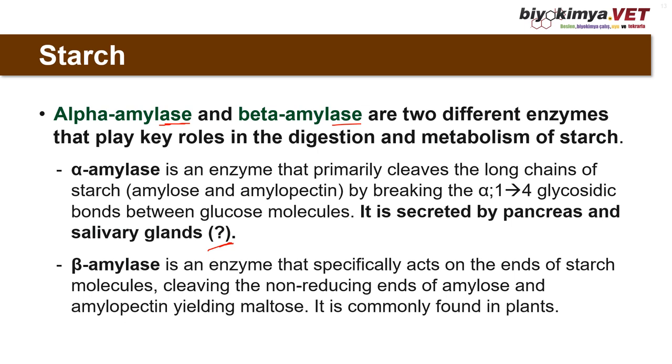And beta amylase is an enzyme that specifically acts on the ends of starch molecules, cleaving the non-reducing ends of amylose and amylopectin, yielding maltose. It is commonly found in plants, particularly in cereal grains like barley and malted grains used in brewing, where it plays a crucial role in converting starch into fermentable sugars during the brewing process. So we can say alpha amylase is an animal type of amylase and beta is a plant type of amylase.